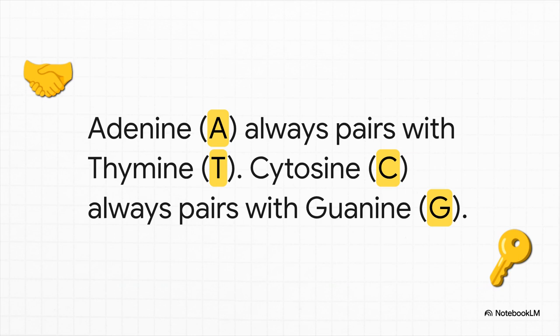And the solution, it turned out, was just beautifully simple. Adenine on one strand always pairs up with thymine on the other, and cytosine always pairs up with guanine. A with T, C with G, every single time. It's like the secret handshake of DNA.